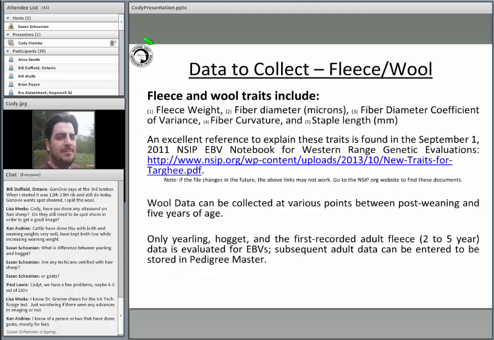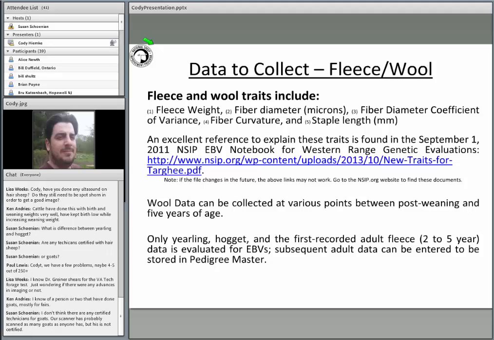All right, on to wool. And I'm not sure if we have too many Western Range folks on or not. If we do, please correct me if I make any misstatements, because wool is not my forte. But you'll notice here that we have 5 different traits that we can generate EBVs on. Fleece weight is obviously a pretty simple one. Micron, correct me if I'm wrong on anything here. And then the additional ones, fiber diameter coefficient of variance, and fiber curvature and staple length.